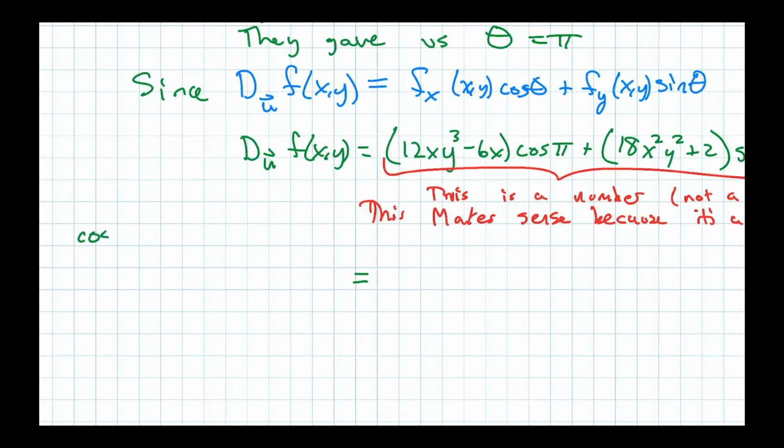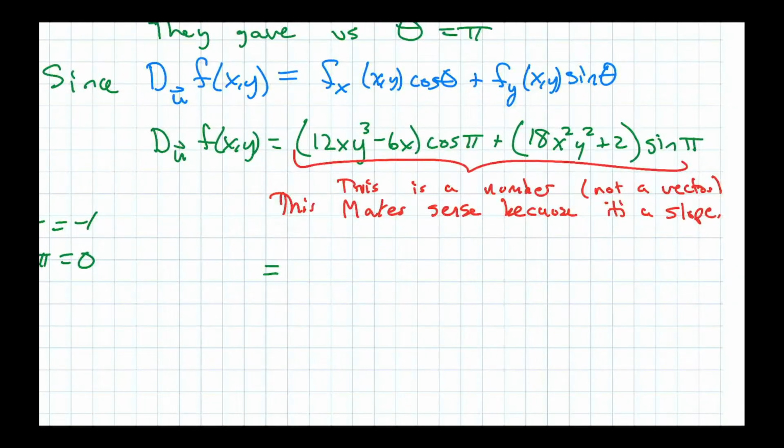Since we know that cosine pi is -1, and we know that sine pi is 0, at least I hope we know that, then what we're going to get here is, this is a -1, so we're going to have negative 12x y cubed minus 6x, and then that's it, because this one is 0, right?